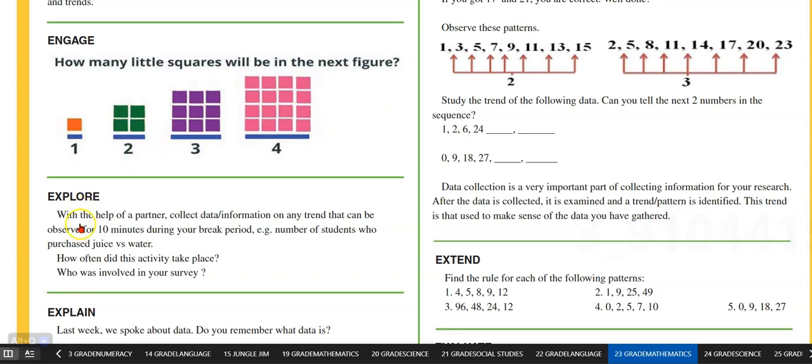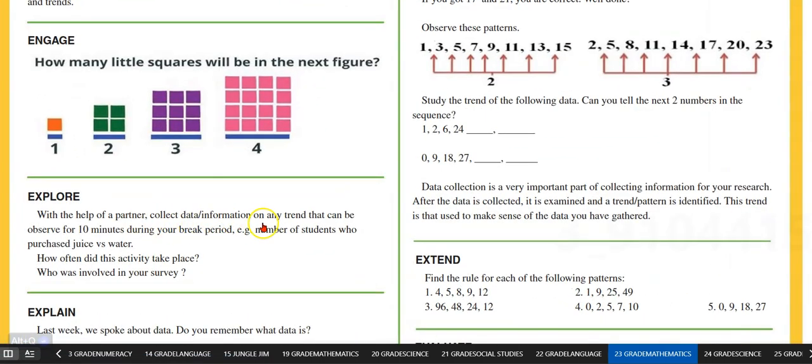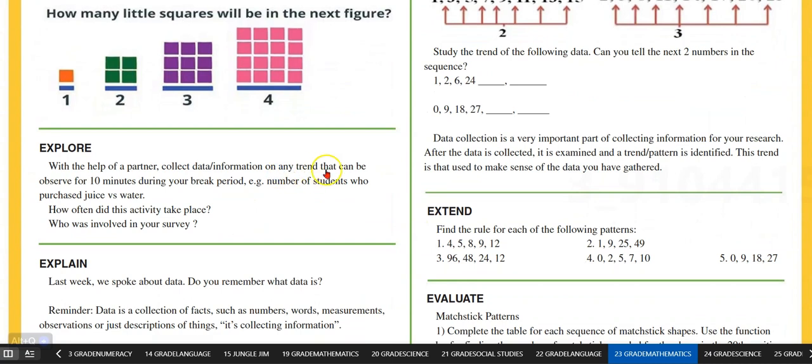Let's explore. With the help of a partner, collect data or information on any trend that can be observed for 10 minutes during your break period. For example, the number of students who purchased water versus juice. How often did this activity take place? Who was involved in your survey?